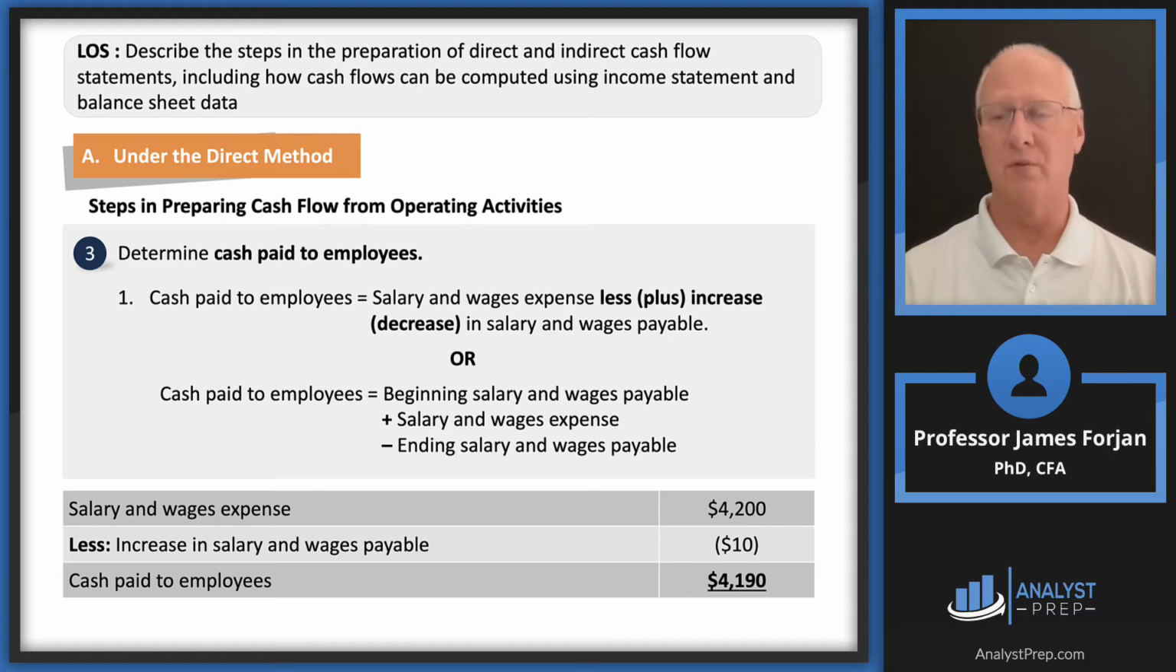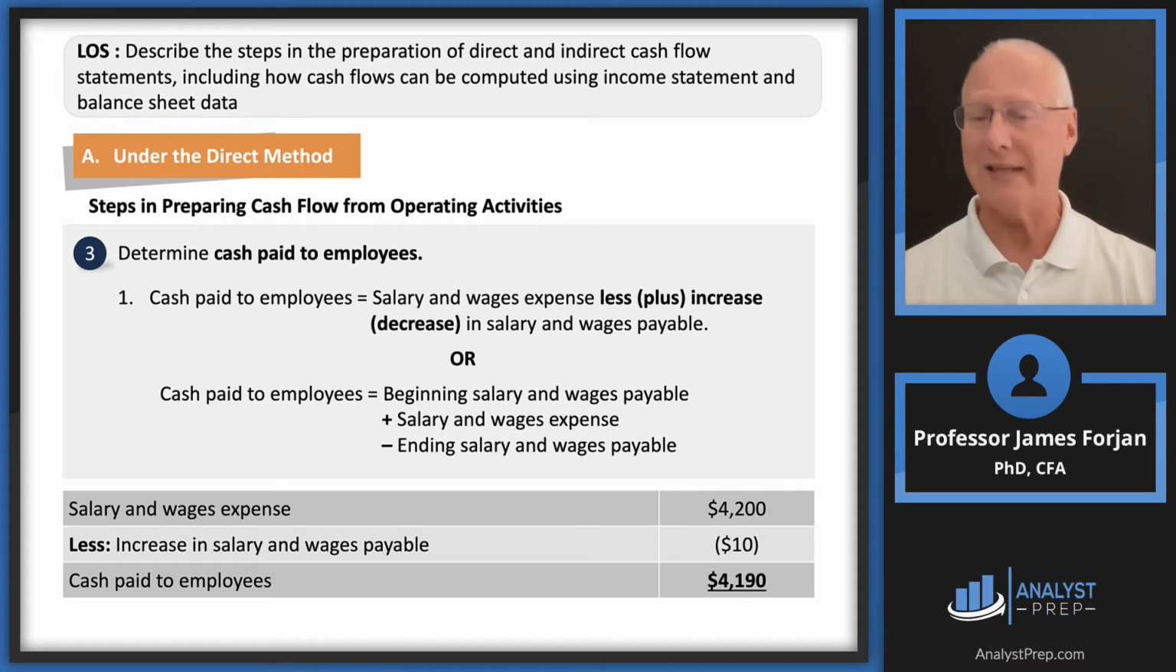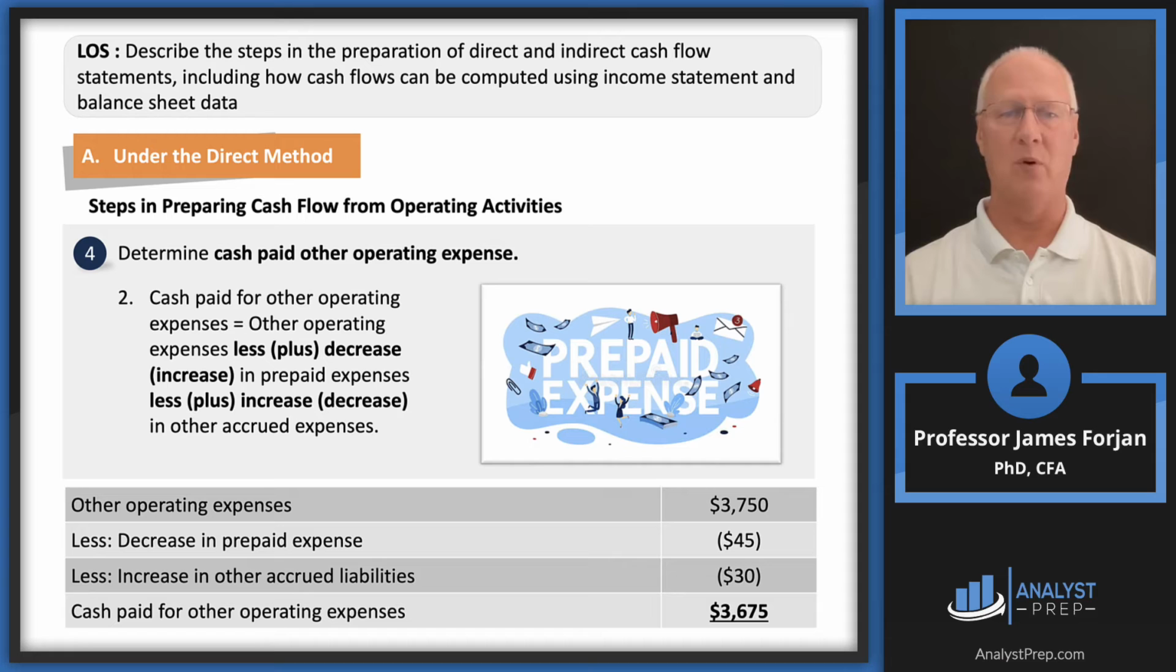So then we need to do some other stuff, right? Well, we don't just make these things or distribute these things for free. So we need to figure out the cash paid to employees. So we start with the wage expense, and then we go ahead and subtract out that change. That change is negative. Cash paid to employees is $41.90. You can swing back and see I have that in bolded red.